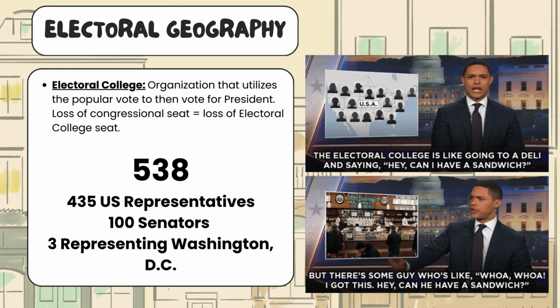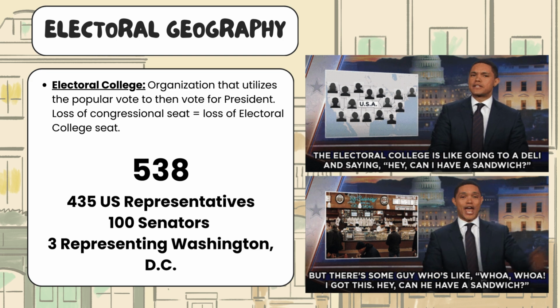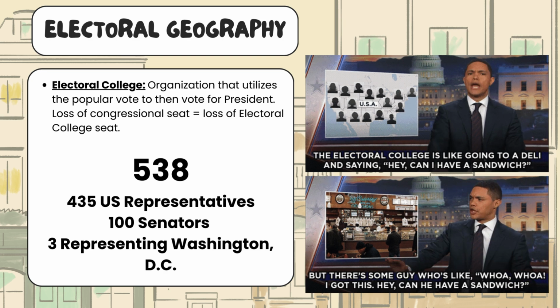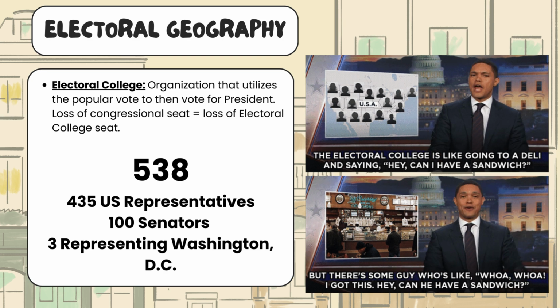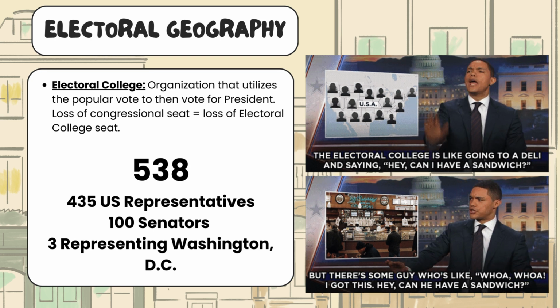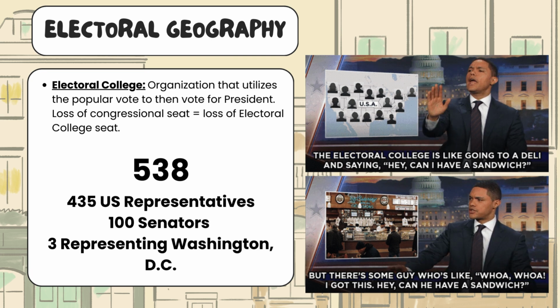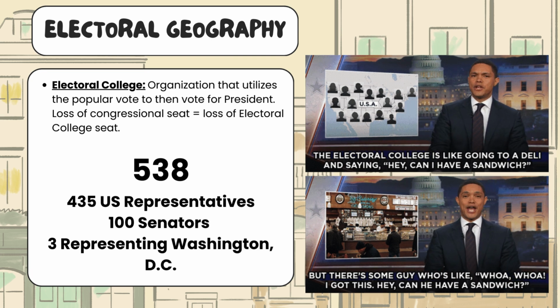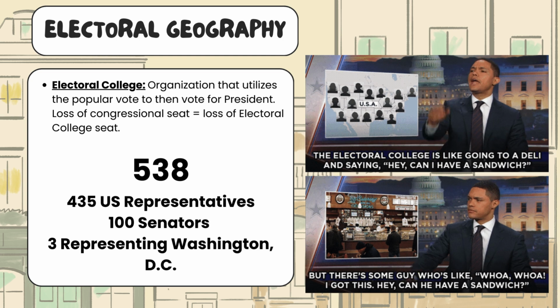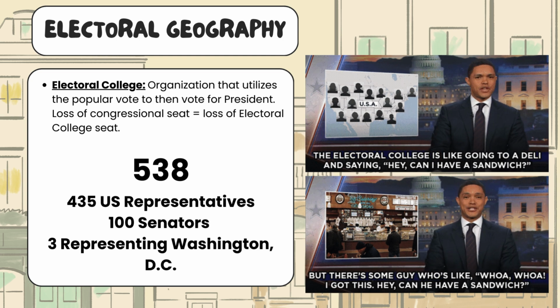Now let's talk about how the U.S. elects a president. They don't directly elect them, the Electoral College does. This is how it works. Each state gets electoral votes based on the number of House seats and senators. The total will be 538 electoral votes: 435 representatives plus 100 senators plus three for Washington, D.C. If a state loses a congressional seat, then it also loses an electoral vote. So winning or losing seats after the census can change the outcome of future elections.